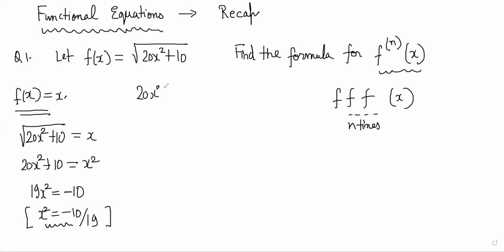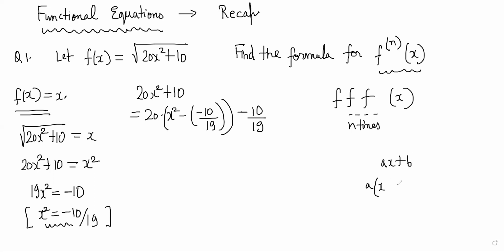So 20x square plus 10 can be rewritten as 20 times x square plus 10 by 19, minus 10 by 19, because technically what we did earlier when we had ax plus b was a times x minus b by 1 minus a, plus b by 1 minus a. This b by 1 minus a was the fixed point of this function. We are trying to do the same thing here. You can confirm this by multiplying it out: this is 200 by 19 minus 10 by 19, which is basically 190 by 19.